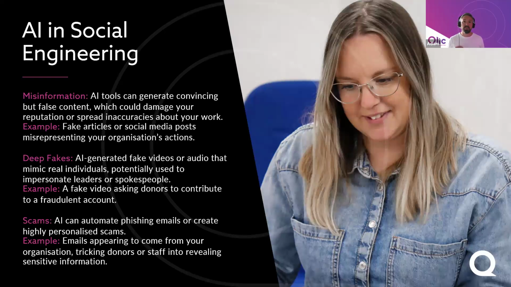So cybersecurity is more important than ever with AI. AI is being used by sophisticated cyber criminals to enhance social engineering and target nonprofits. AI tools can create highly convincing but completely false information that can harm your organization's reputation or mislead your audience. Imagine a fake article or a social media post falsely accusing your charity of misusing funds. Without proactive monitoring, this could spread very quickly and cause significant reputational damage.